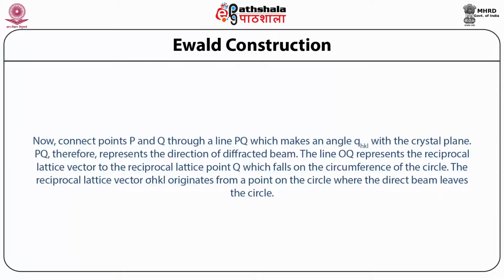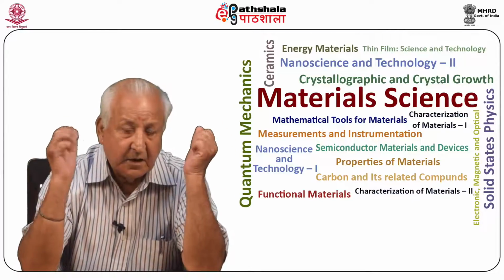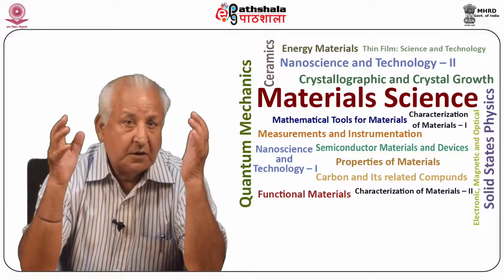Now connect points P and Q through a line PQ which makes an angle theta HKL with the crystal plane. PQ therefore represents the direction of the diffracted beam. The line OQ represents the reciprocal lattice vector to the reciprocal lattice point Q, which falls on the circumference of the circle. The reciprocal lattice vector sigma HKL originates from a point on the circle where the direct beam leaves the circle. In the three-dimensional case, the circle will turn out to be a sphere.